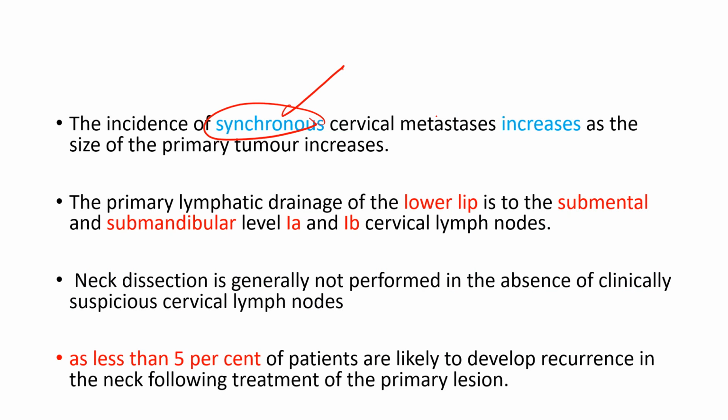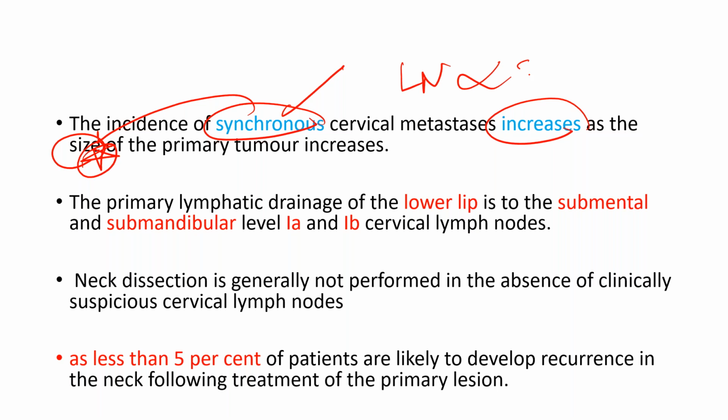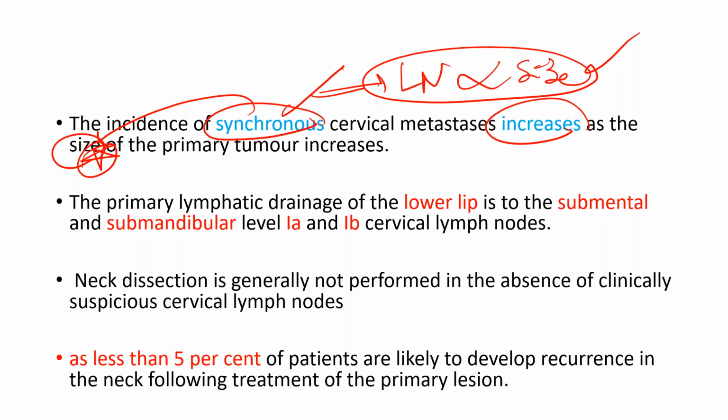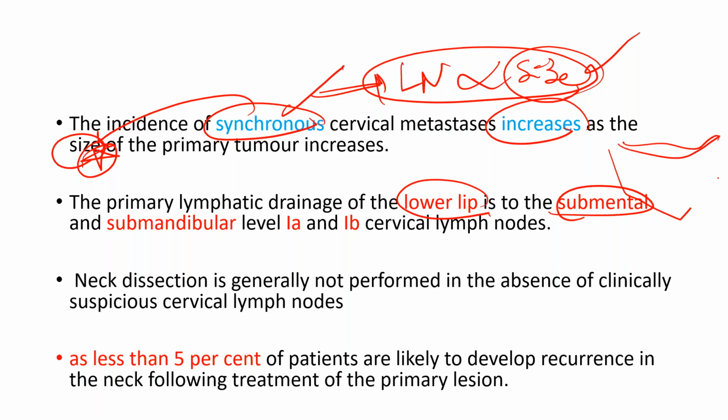So synchronous primary increases as the size of the tumor increases. Lymph node metastasis is proportional to the size of the primary, as I have already told you. The primary lymphatic drainage of the lower lip is submental. As you know, the lower lip goes to submental lymph nodes. Here are the submental lymph nodes.